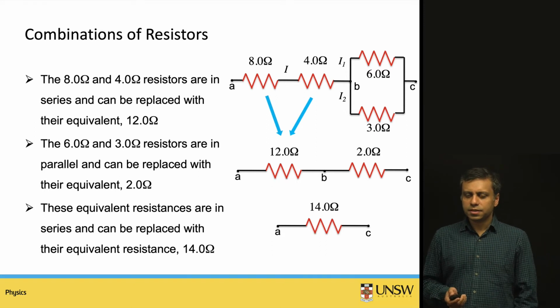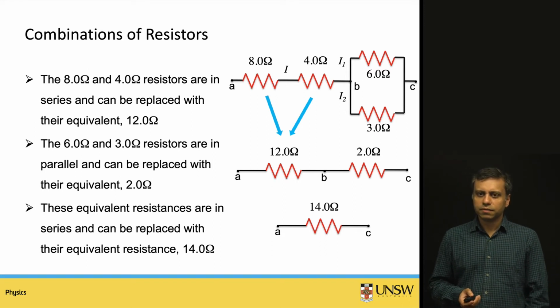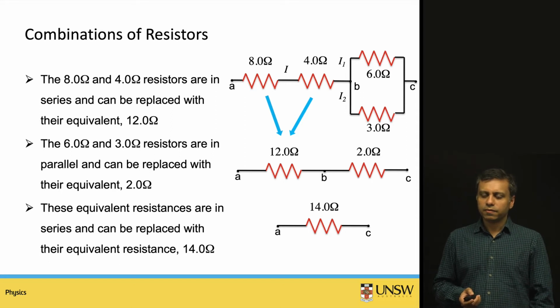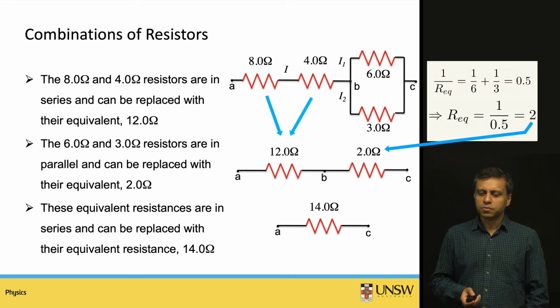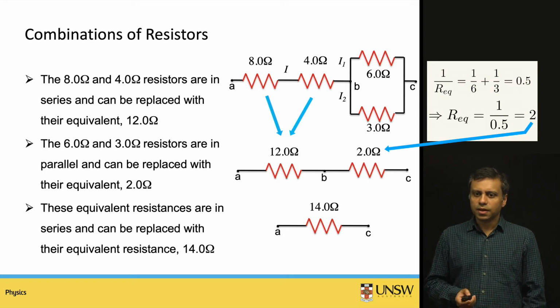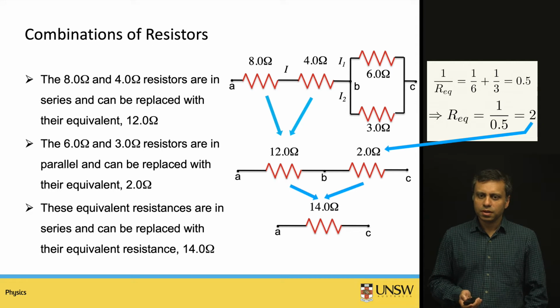For the parallel resistances, you can calculate using the formula we have shown, the inverse of the equivalent resistance. So it would be just 1 over Req equals 1 over 6 plus 1 over 3. And so Req will come out as 2 ohms in this case. Then notice that the 2 ohm resistor and the 12 ohm resistor are now in series. You can apply the equivalent resistance formula again for the series combination. You just have to add the two resistances, 12 plus 2, and you get 14 ohms as the total equivalent resistance of this configuration.